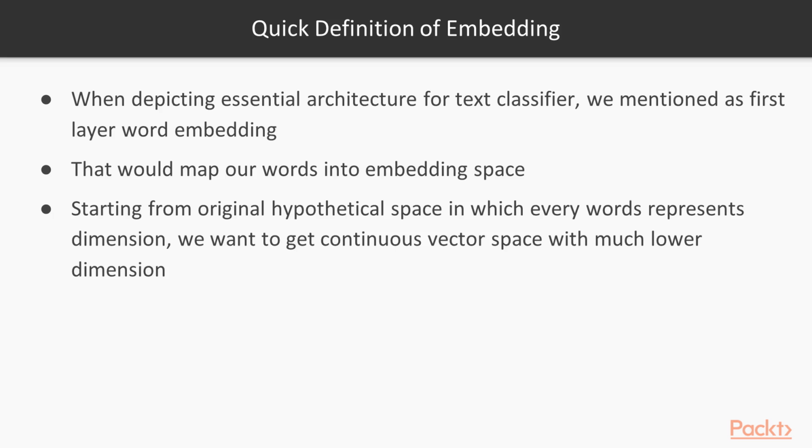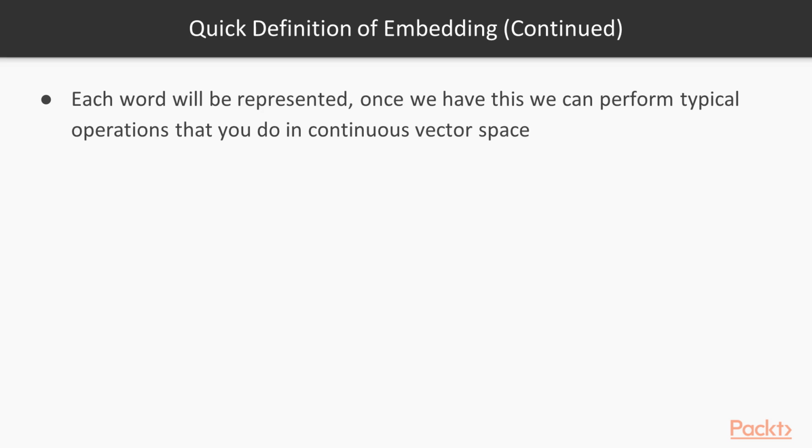Starting from an original hypothetical space in which every word represents a dimension, we want to get a continuous vector space with much lower dimension. Each word will be represented in this space. Once we have this, we can perform the typical operations that you would do in a continuous vector space.